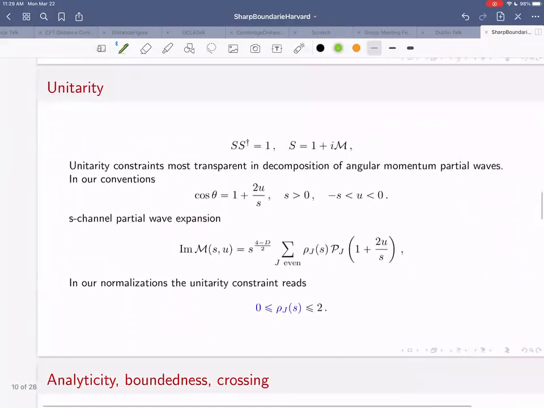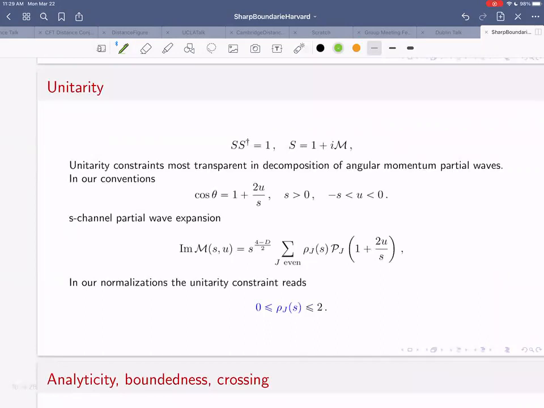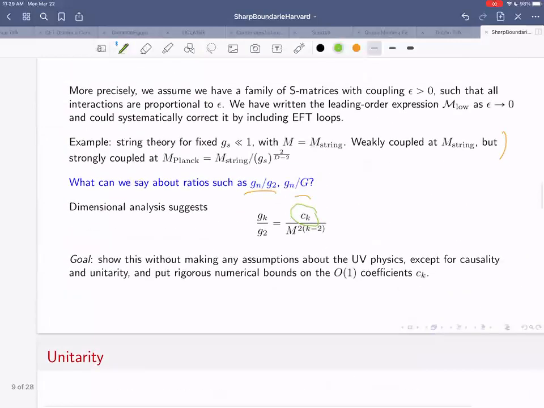Sorry, maybe I'm jumping ahead, but are your bounds on these ratios going to be just asymptotic bounds in the limit of weak coupling? The precise numerical bounds will be asymptotic limits in the limit of weak coupling. Of course you could systematically correct them in expansions in epsilon.